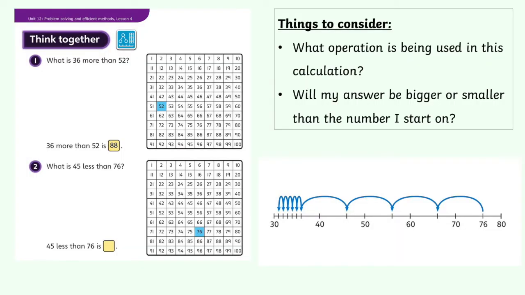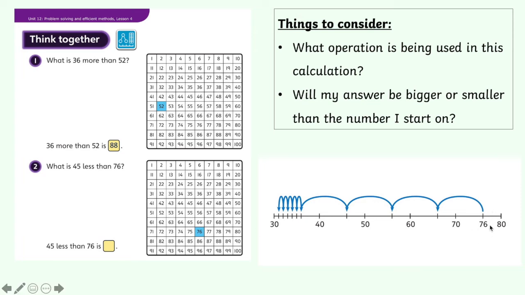Let's have a think about this question then. We're doing 45 less than 76, which means we're doing a subtraction. Our number is getting smaller. And we can do the same thing as we've done before. Firstly, making jumps of 10, and then making jumps of 1. Have a look on the number line to see what's happening.